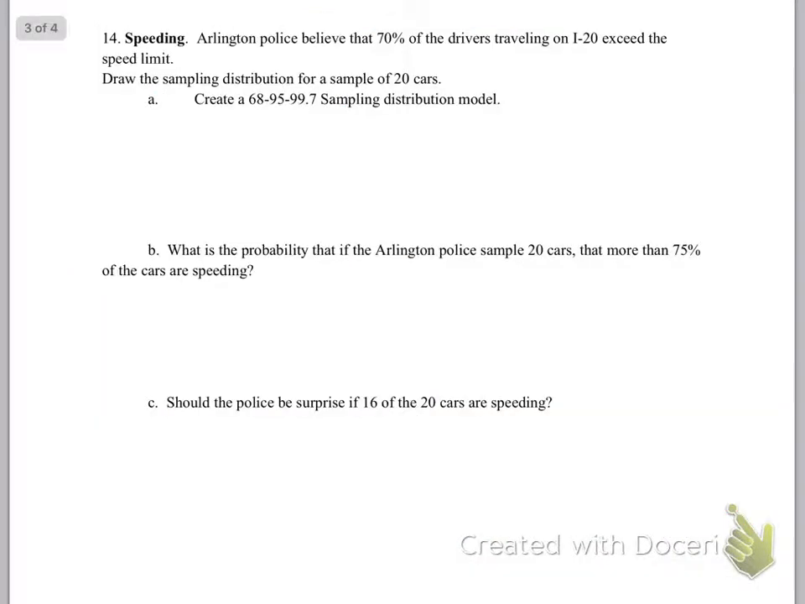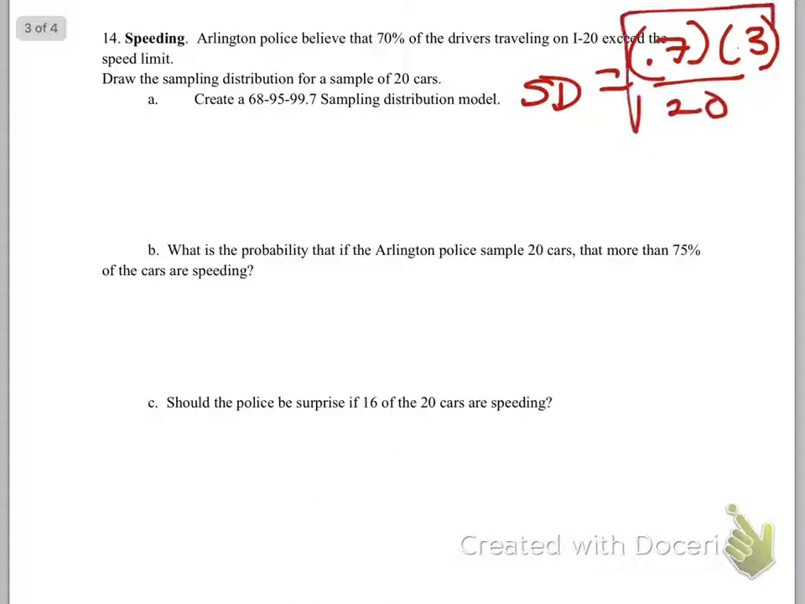Okay, so here what we're doing, we're going to do a sampling distribution. First of all, I need to find my standard deviation. So my standard deviation is 0.7 times 0.3 divided by 20, and I take the square root of that, and I get 0.102. Okay?